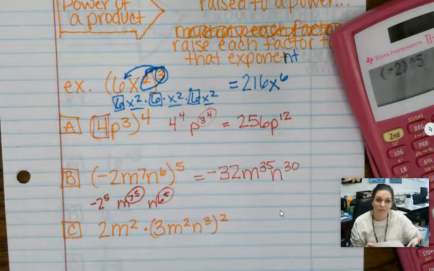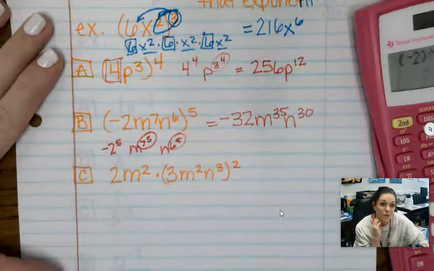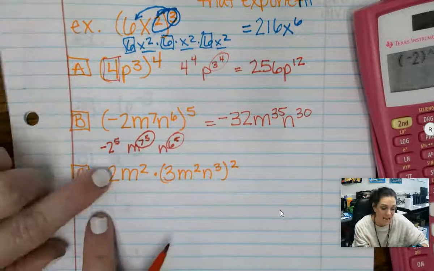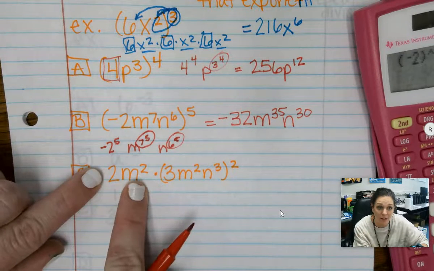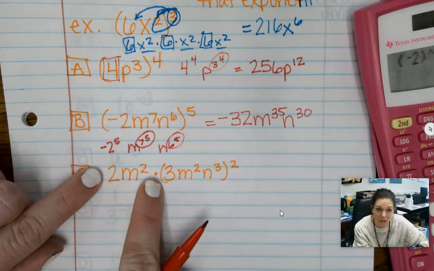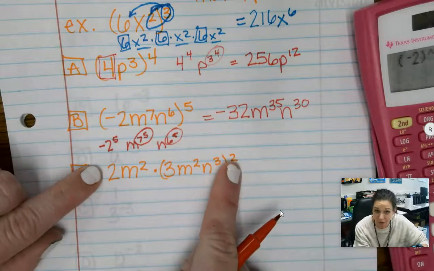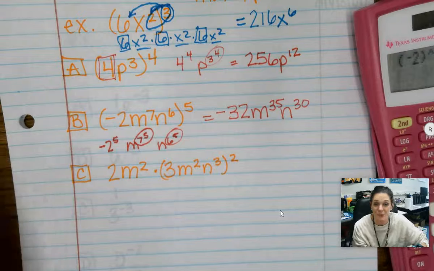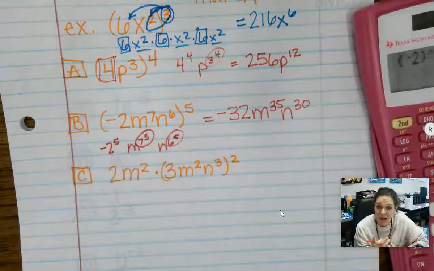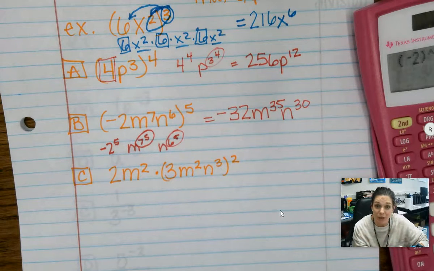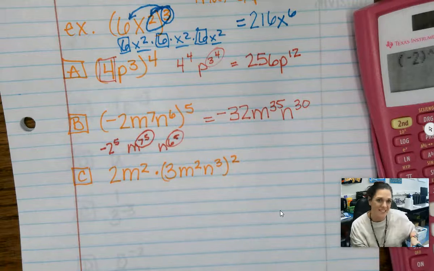All right. One last one for us to take a look at. And so this is actually a two-parter. It's saying I have 2m squared, and that's being multiplied to 3m squared n cubed, which is then getting squared. So this is actually a two-stepper. So let's see if you can do it. And if not, just follow along and we'll see how we do. So if you want to pause it, try it yourself. Let's see what you get.